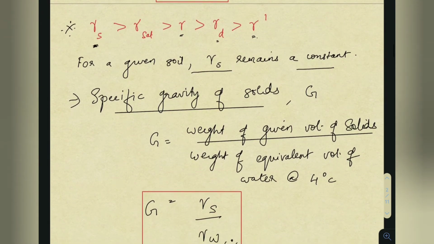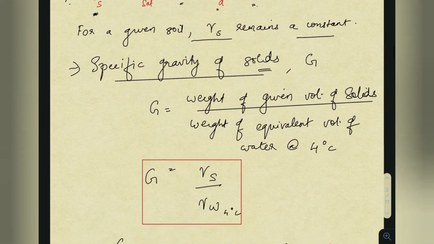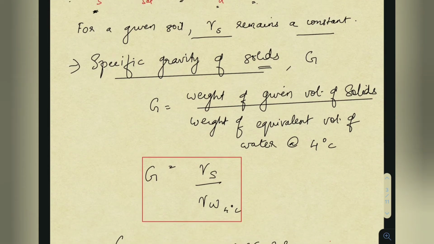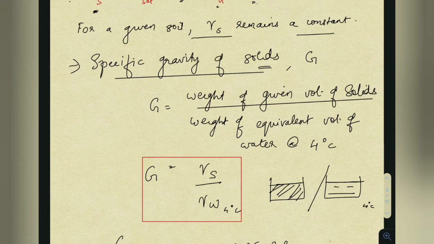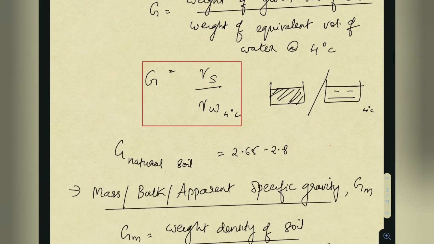Then we will discuss the other term, that is specific gravity of solids, G. As the name suggests, this is for solids. So that will be gamma S by gamma W at 4 degrees Celsius. That is weight of a given volume of solids by weight of equivalent volume of water at 4 degrees Celsius. Equal volume we have to take, like here this is solids and here it is water. So for the same volume, how much weight of solids is there by how much weight of water is there at 4 degrees Celsius. That is given by specific gravity G. For natural soil, it is in the range of 2.65 to 2.8.